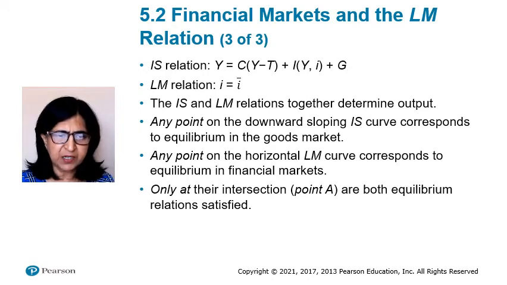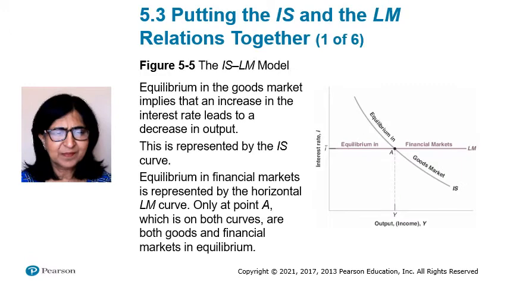The diagram on the next slide shows any point on the downward sloping IS curve corresponds to equilibrium in the goods market. Any point on the horizontal LM curve corresponds to equilibrium in financial markets. Only at their intersection, point A, are both equilibrium relations satisfied. Figure 5.5 holds the answer to many questions in macroeconomics.